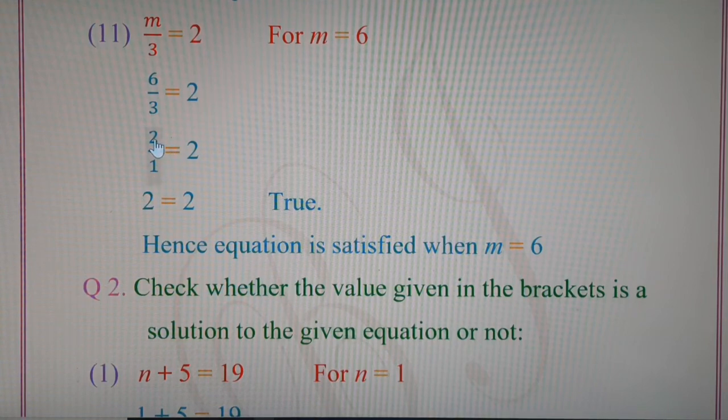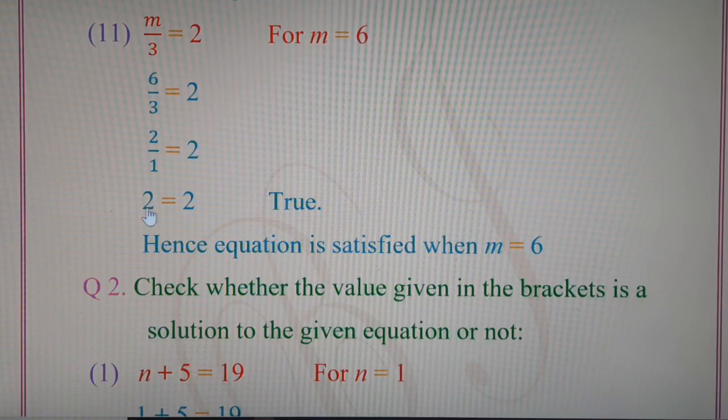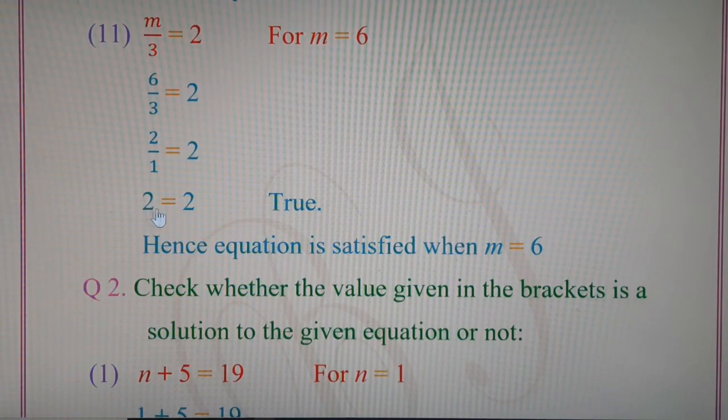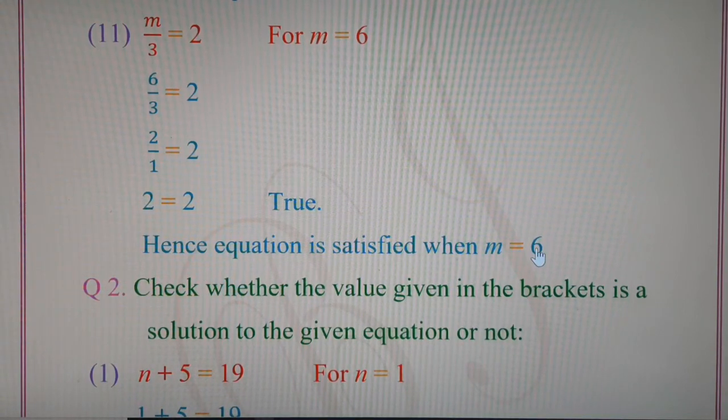be the numerator answer. The answer will be the numerator integer. So here the numerator is 2. So answer will be 2 in the left hand side, and right hand side we copy as it is. So here the final step will be 2 is equal to 2. Are they equal? Yes, they are equal. So we can say it is true. Hence the equation is satisfied when m is equal to 6.